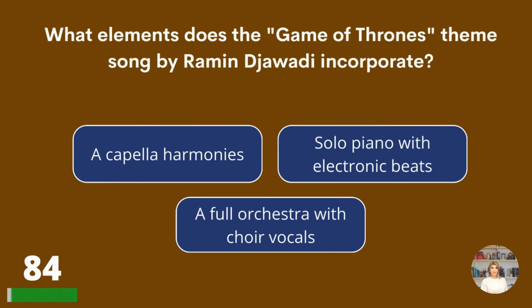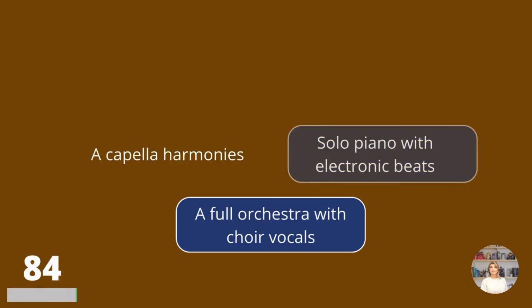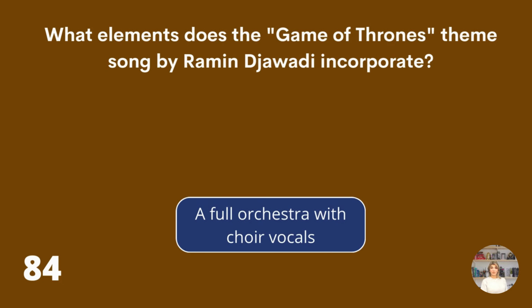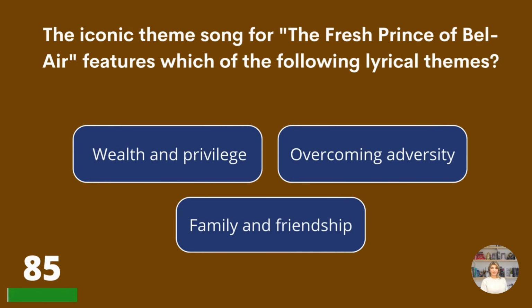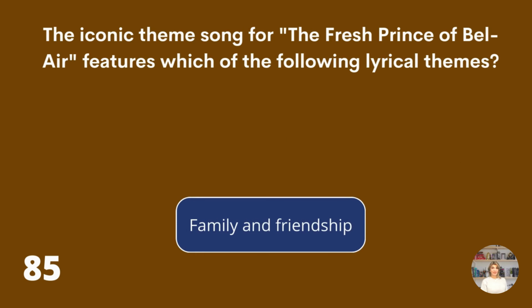What elements does the Game of Thrones theme song by Ramin Djawadi incorporate? A cappella harmonies, solo piano, or a full orchestra with choir vocals? A full orchestra with choir vocals. The iconic theme song for The Fresh Prince of Bel-Air features which of the following lyrical themes? Wealth and privilege, overcoming adversity, or family and friendship? Family and friendship.